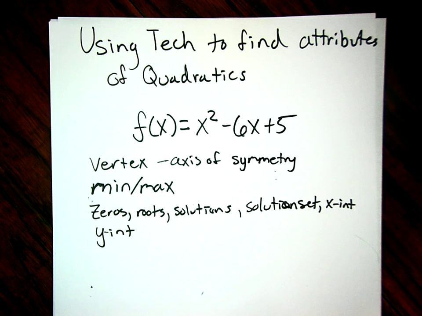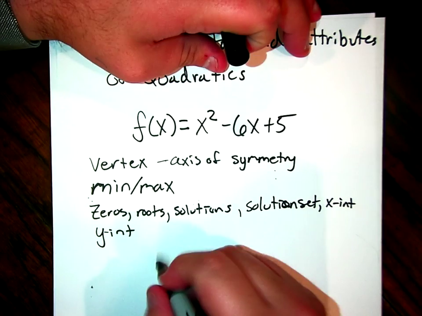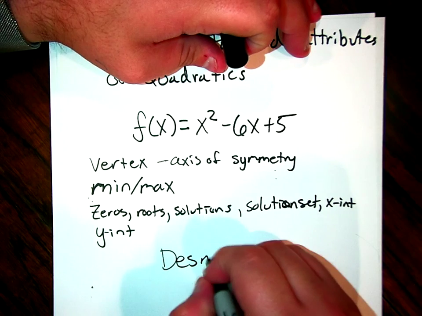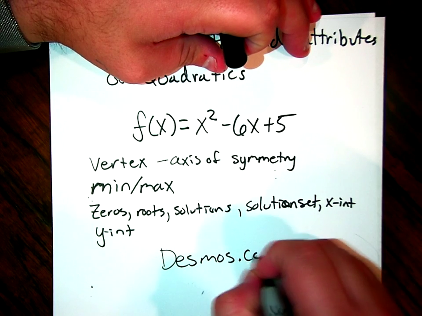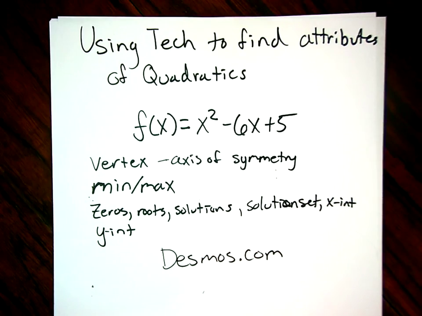Like I said, we're going to find these attributes using technology, our TI-Nspire CX calculator, which is a really great machine. There are a lot of excellent things about it, but you can do the same exact thing on a website if you don't have that available at your house. A website called Desmos.com. Desmos is just a graphing website.